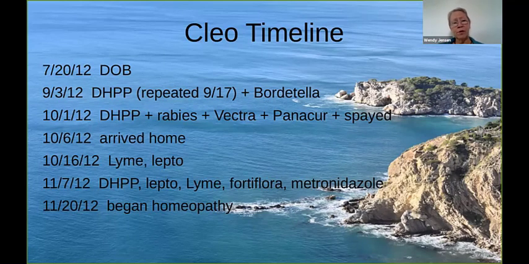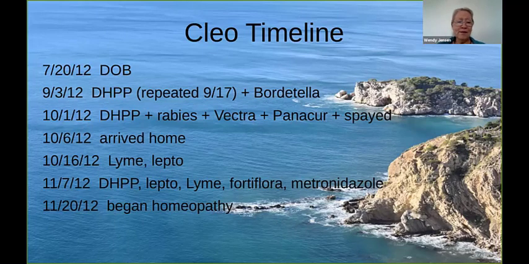2012. And a few weeks later, distemper, hepatitis, parvo, parainfluenza vaccine was given. 2 weeks later, the same thing, distemper, hepatitis, parainfluenza, parvo, and then also Bordetella or kennel cough. In the beginning of October, she was given distemper, hepatitis, parainfluenza again, and rabies, and Vectra, it's for the fleas and ticks, and Panacur, she probably had roundworms, and then she was spayed, so it was all on the same day. And then a few days later, she came to her new home after being blasted by all this stuff.